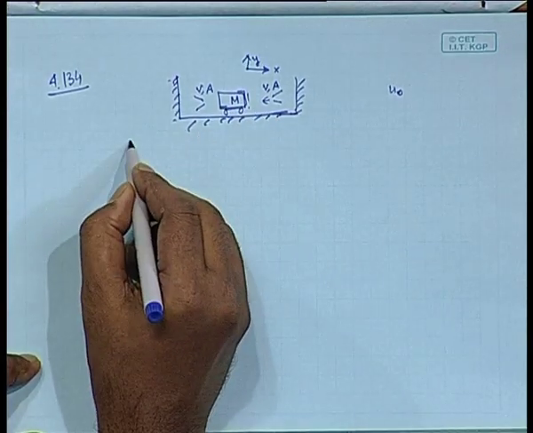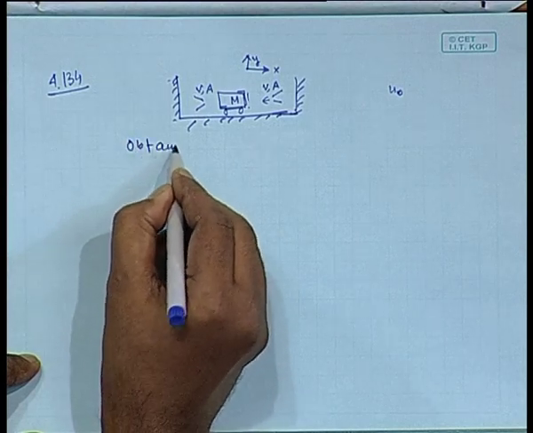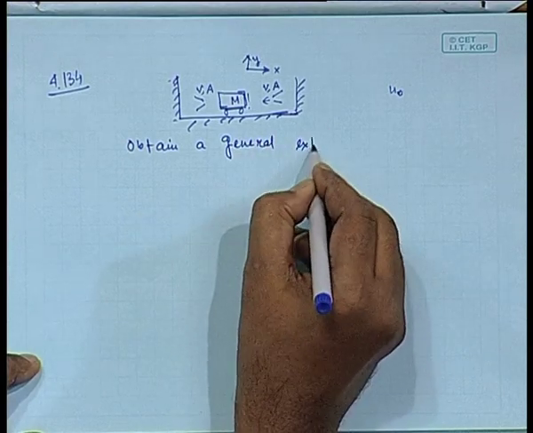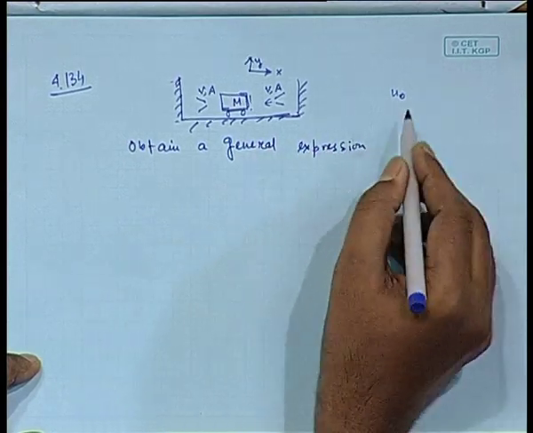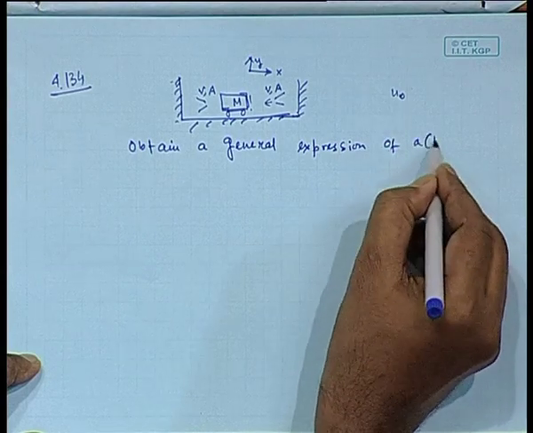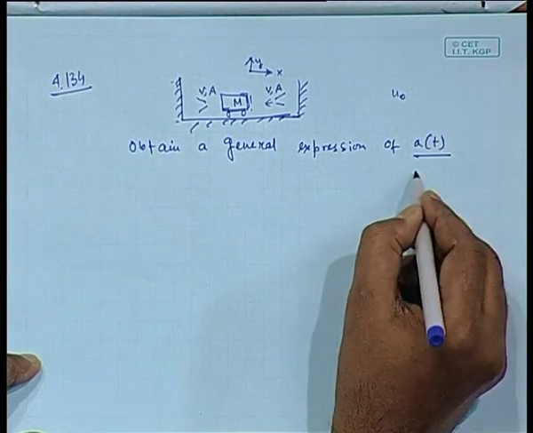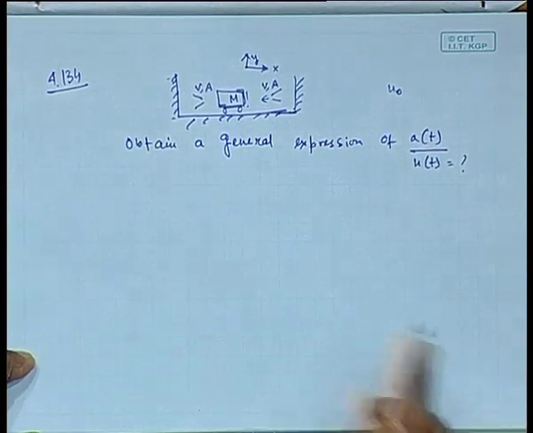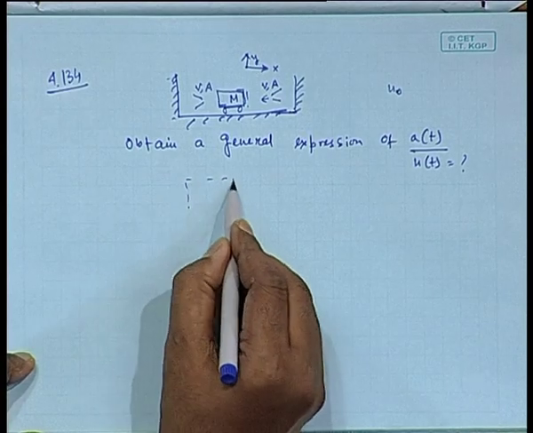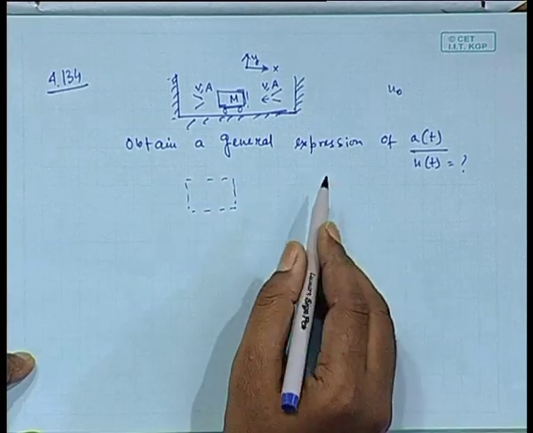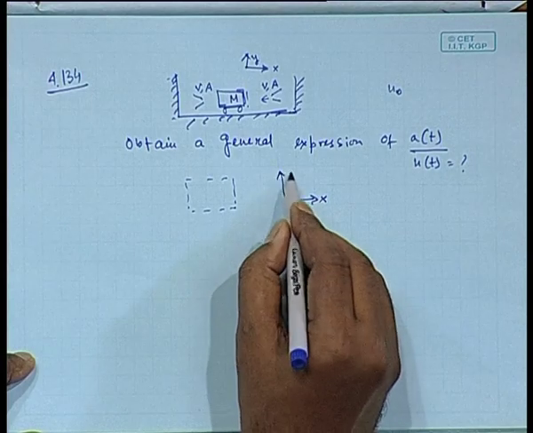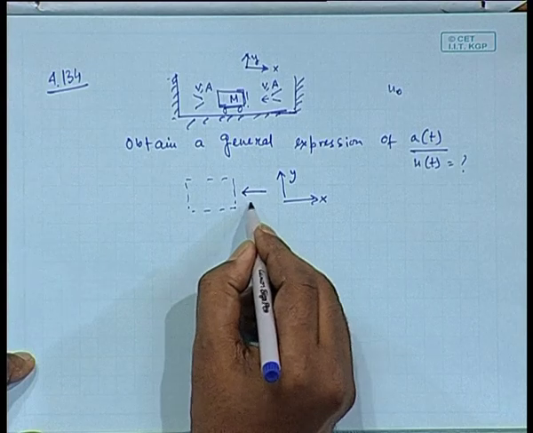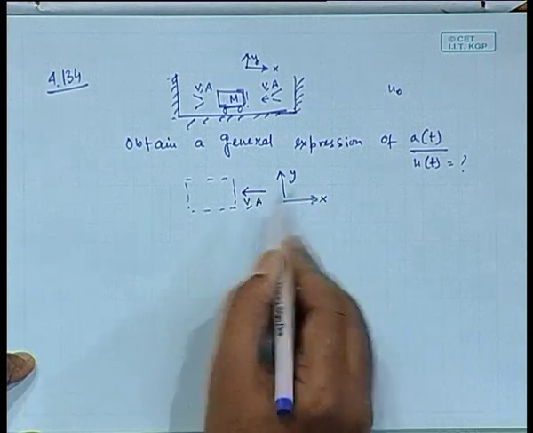you have to obtain a general expression of acceleration as a function of time. Once you know acceleration as a function of time, you can find out velocity as a function of time. So, you can take a control volume around the cart, okay, with this positive x, this positive y, and in this control volume a water jet is entering with velocity v and area A.